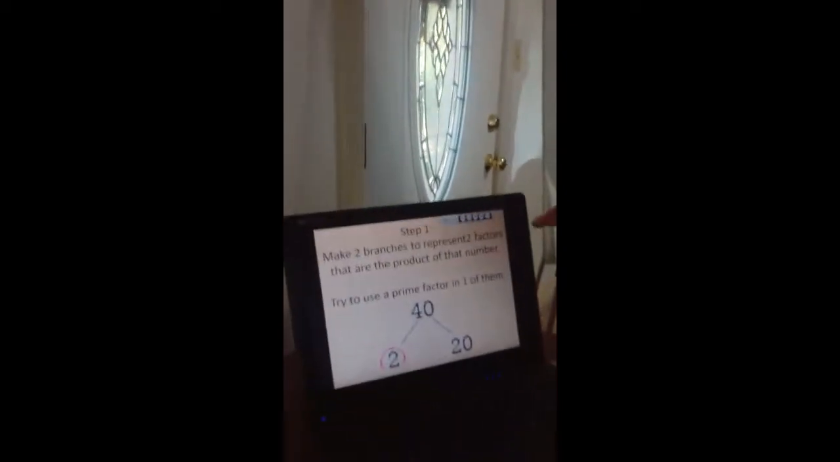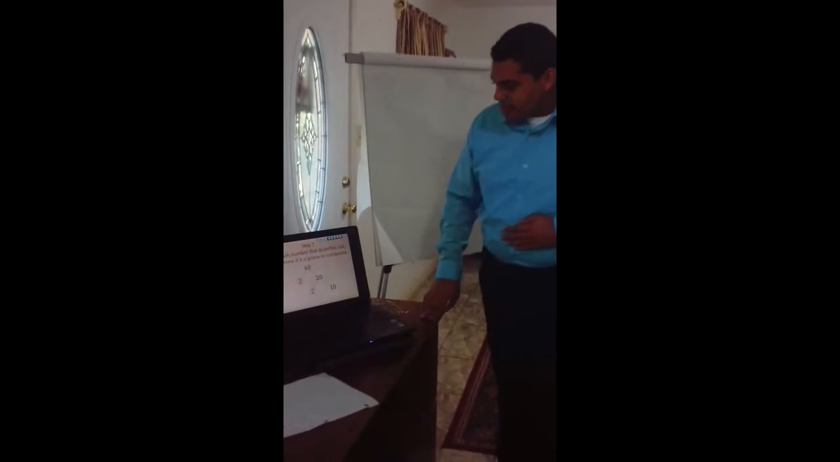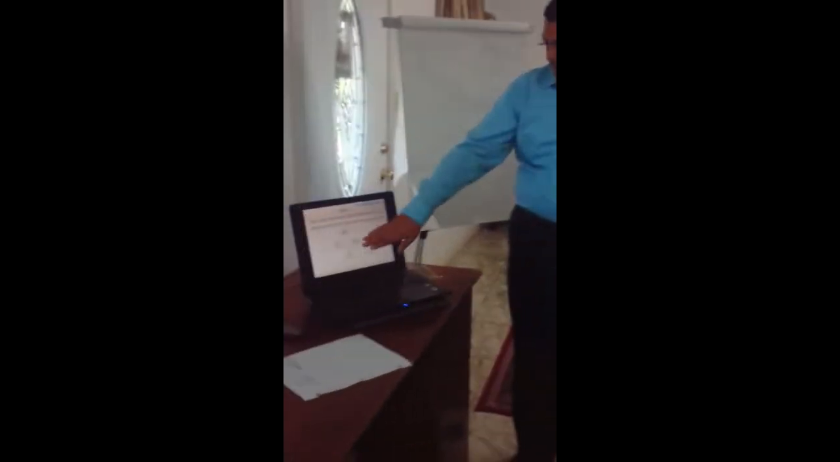First, we're going to start with step one. Make two branches to represent two factors that are the product of that number. Step 2. For each number that branches out, determine if it's prime or composite. Step 3. Like I said, if it's prime, you stop.